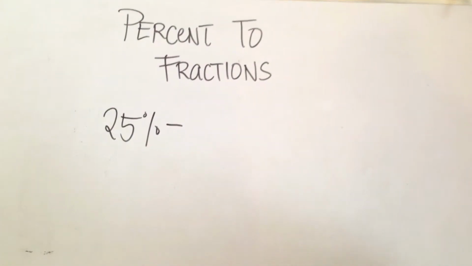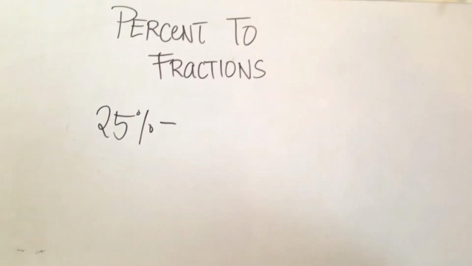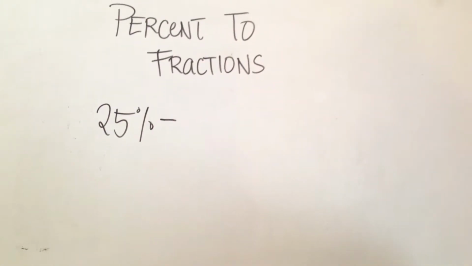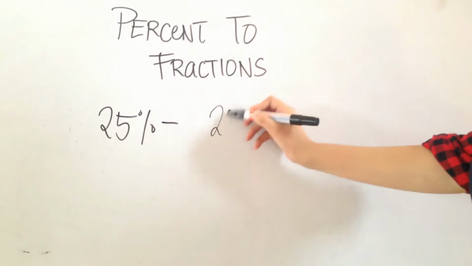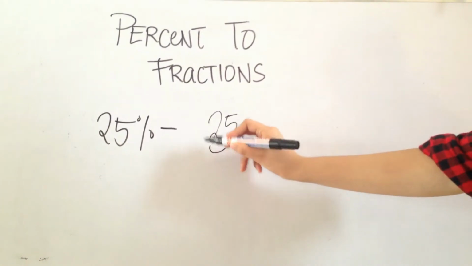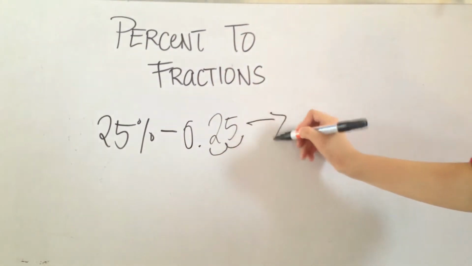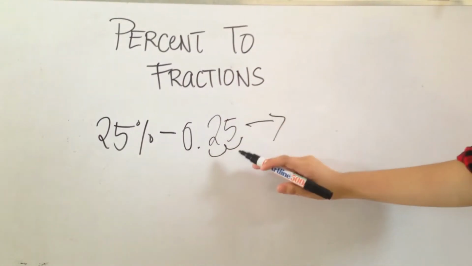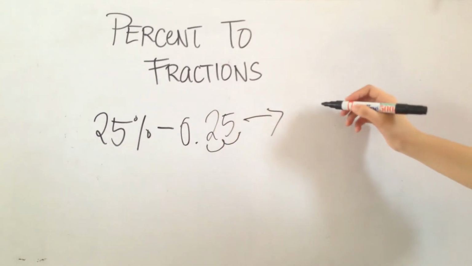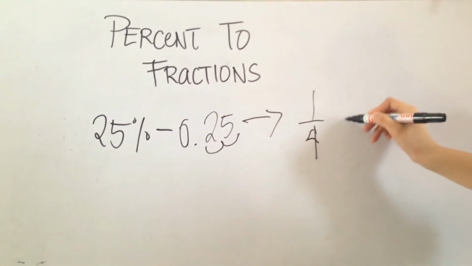For example, 25%. The first thing to do is to change the percent to its decimal equivalent by dropping the percent sign and moving the decimal point 2 places to the left. Then, the next thing to do is convert the decimal to its fraction. 0.25 is equivalent to 1/4.